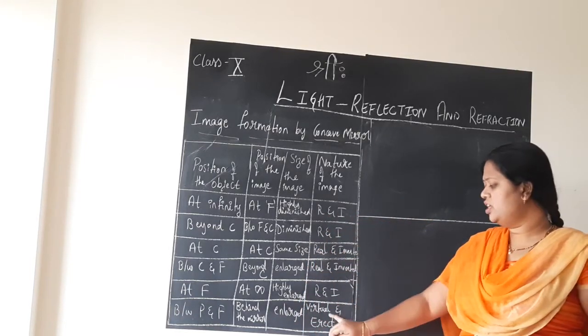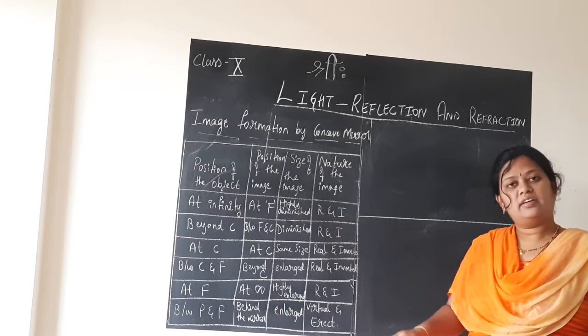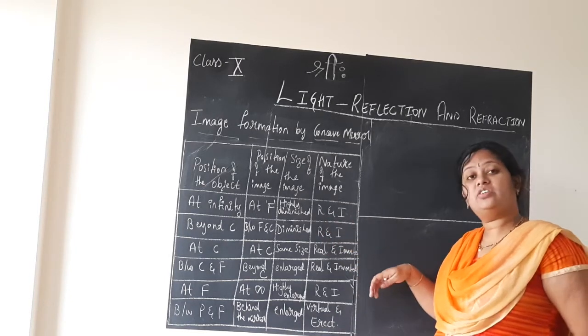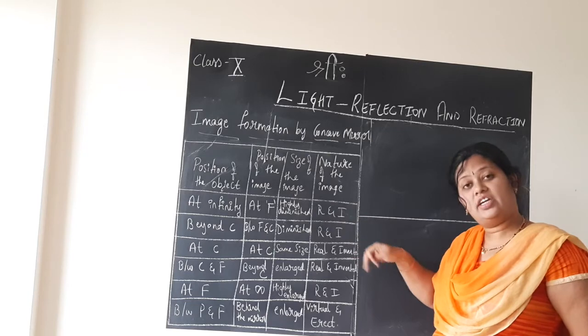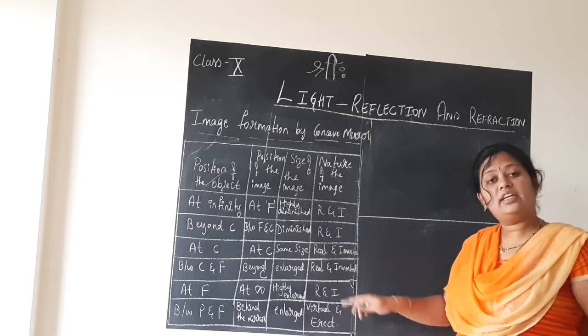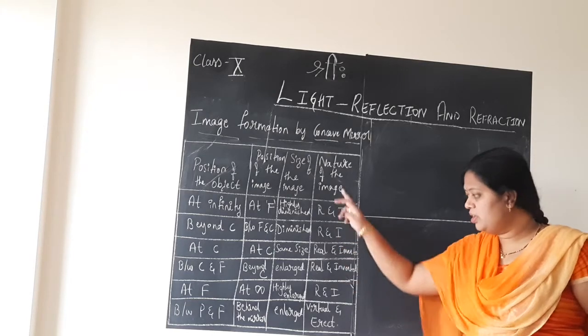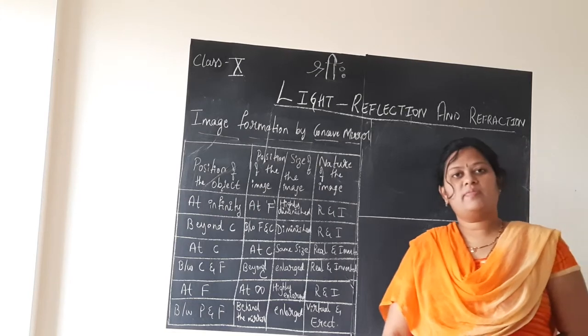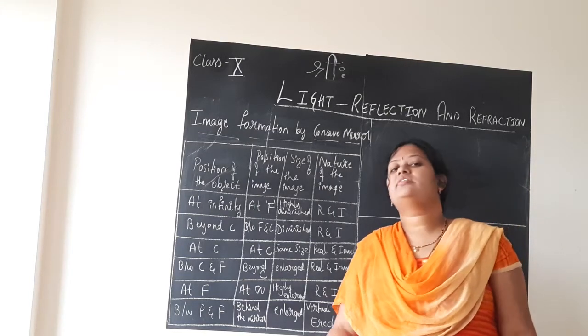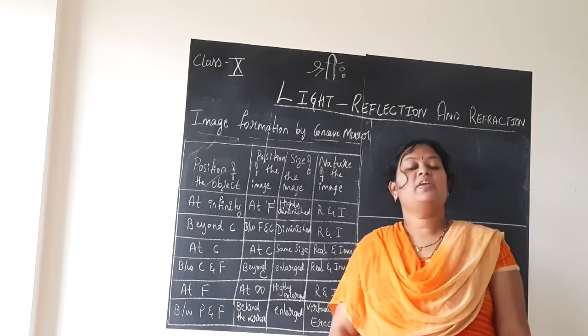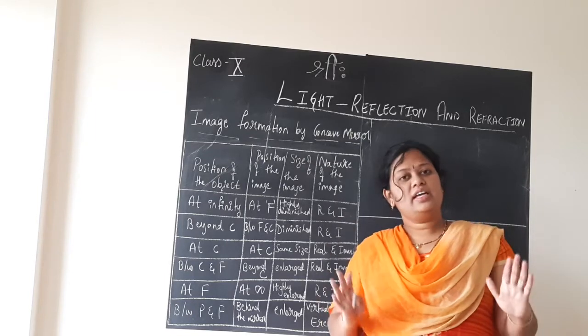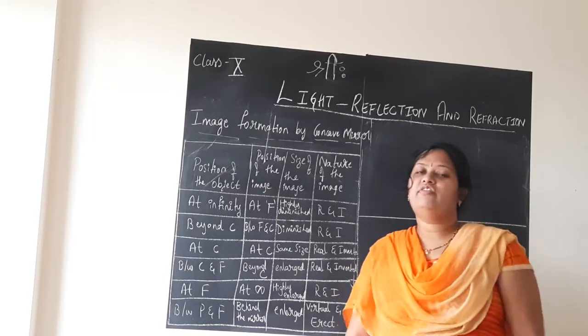Have you ever seen, children, a virtual and real image, a virtual and inverted image, or a real and erect image? Have you seen that combination ever here? No. Why? It is because such images are not formed. Real images are always inverted.